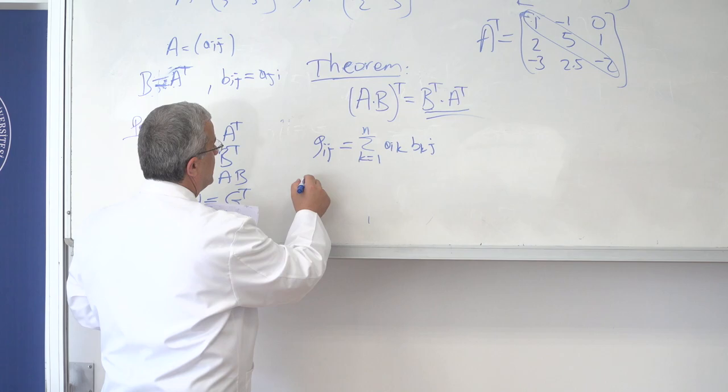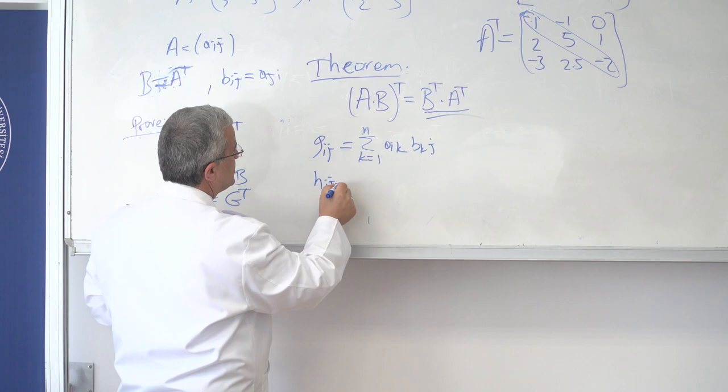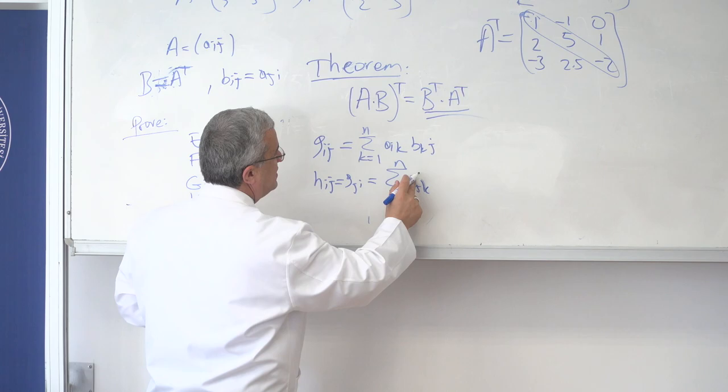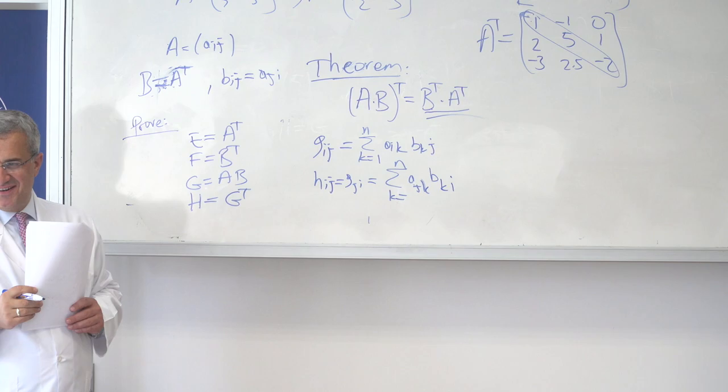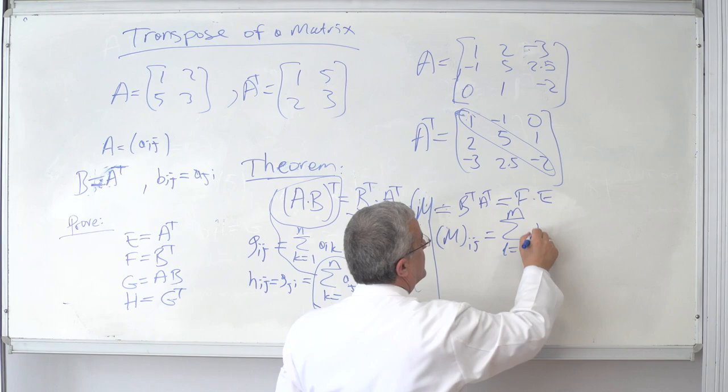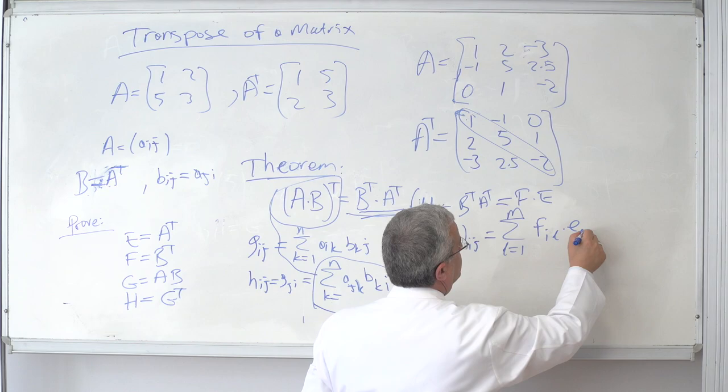And since H is just the transpose of G, then H_ij is equal to G_ji, right? Here, sum over k from 1 to n of A_jk B_ki, since this is just the transpose of that. H_ij is equal to sum over l from 1 to m of F_il E_lj, right?